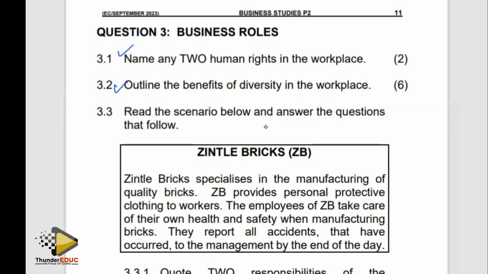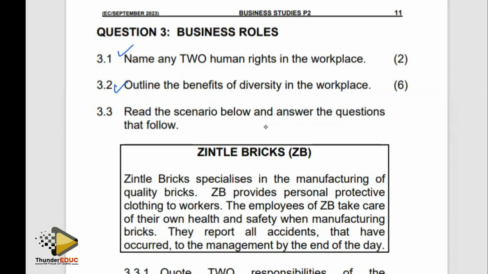3.2, where we are expected to outline the benefits of diversity in the workplace. So now one of the benefits of diversity in the workplace, diversity in the workforce improves morale or motivation. Also a diversified workforce stimulates debate on new and improved ways of getting things done. And also employees value each other's diversity and learn to connect or communicate across lines of differences. As well as employees from different backgrounds can bring different perspectives to the business.